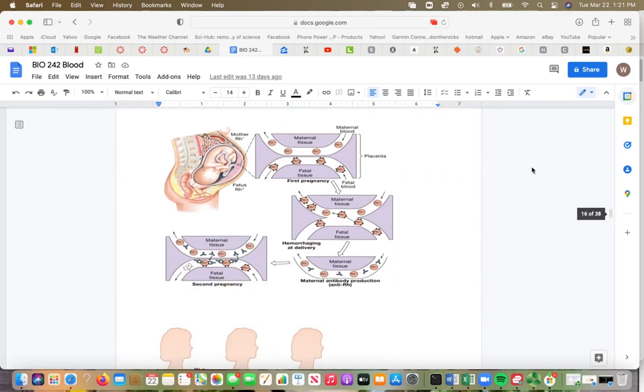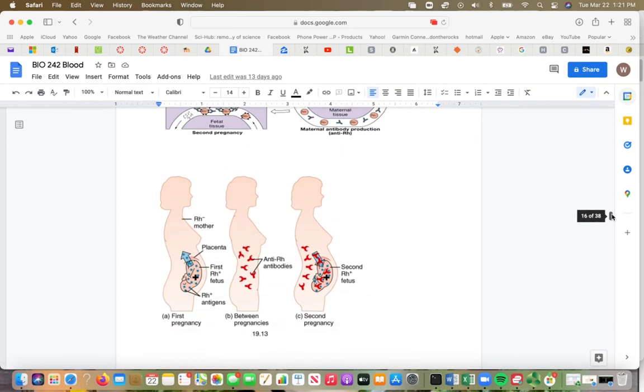So this is just showing here how you can have the fetal tissue and the maternal tissue allow the blood cells to be able to cross and interact with each other.